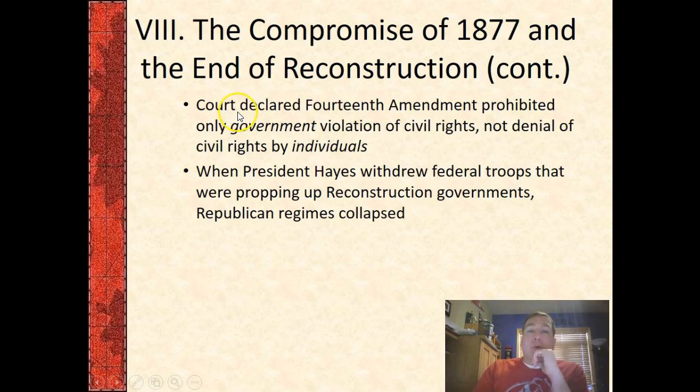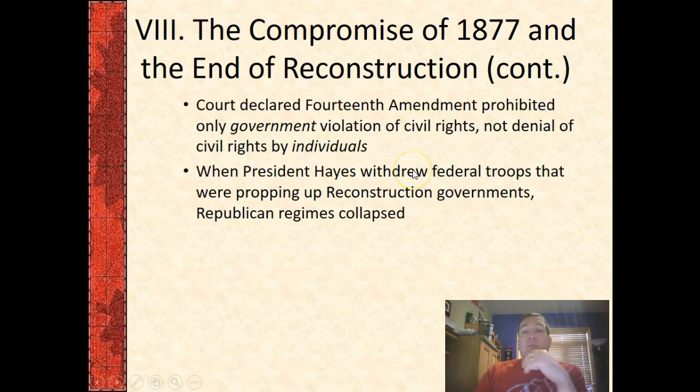And so what we're going to see is in the late 1800s, the court is going to decide that the 14th Amendment that makes everybody in America citizens is only protecting you from government violation of your civil rights. If individuals or organizations or jobs or anything else decides to discriminate against you, the determination by the Supreme Court was that that was totally legal as long as it wasn't the federal government doing that.